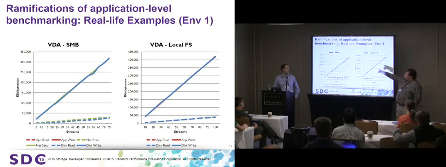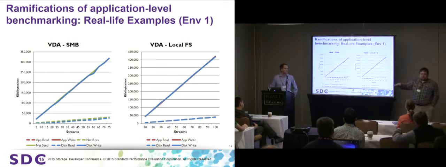I was only able to get to about 325 megs a second, whereas with local file systems, local NTFS, so I removed the whole NAS server layer, I did manage to get it to about 425 megs a second.